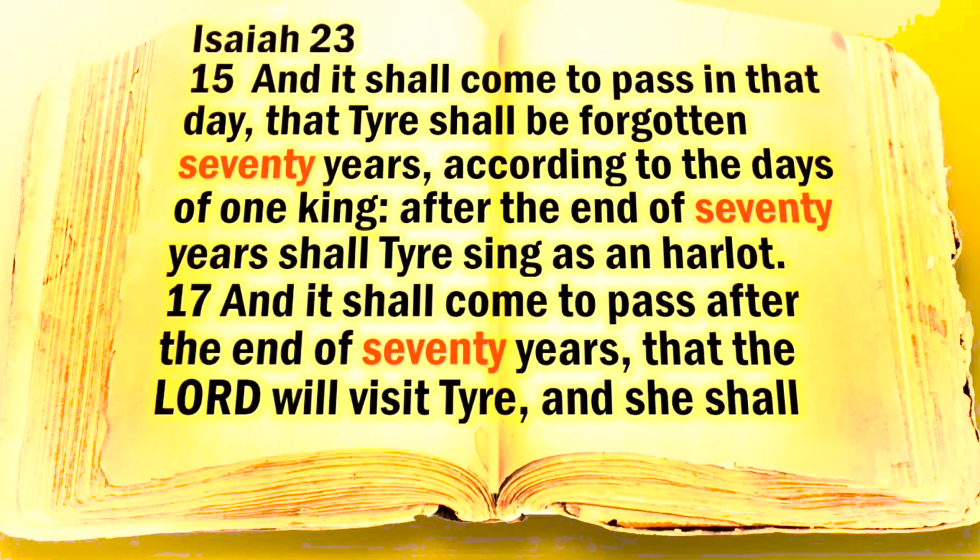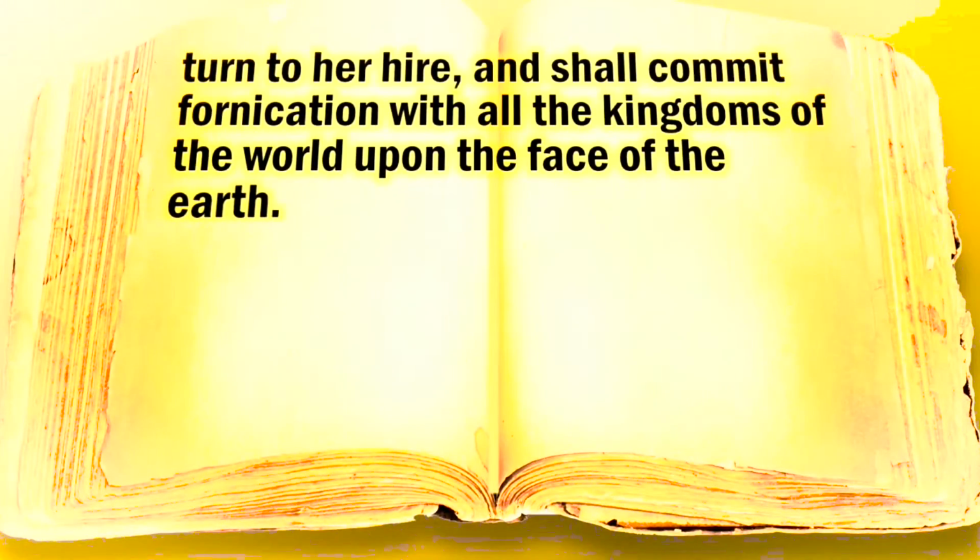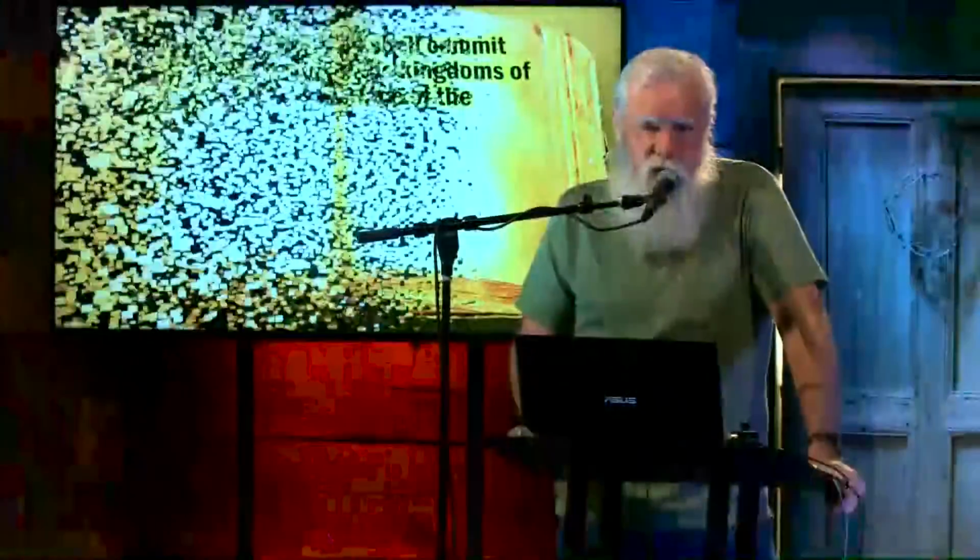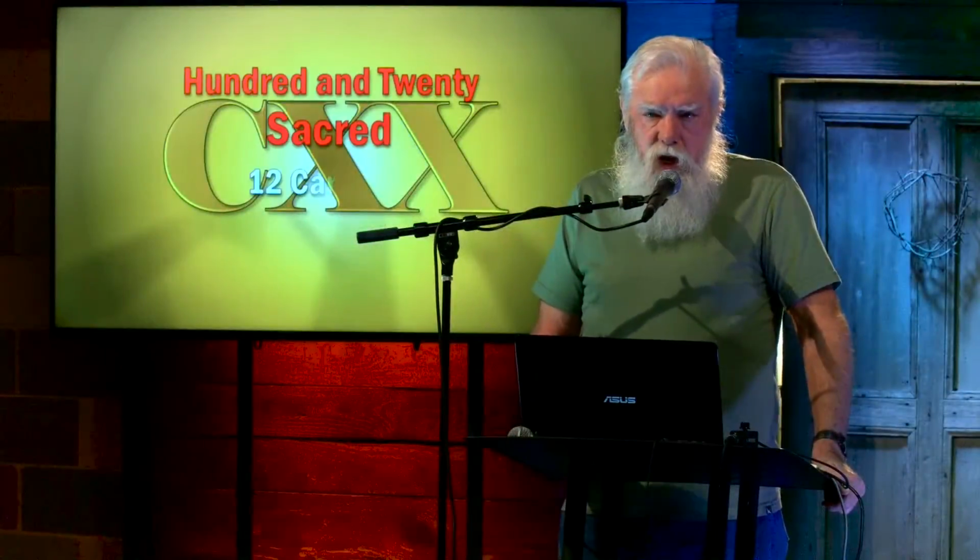God appointed Nebuchadnezzar to do that. And it shall come to pass in that day that Tyre shall be forgotten 70 years, according to the days of one king. At the end of 70 years shall Tyre sing as a harlot. And it shall come to pass after the end of 70 years that the Lord will visit Tyre, and she shall turn to her hire, and shall commit fornication with the kingdoms of the world upon the face of the earth. And God brings judgment and destroys Tyre, wipes it off the face of the earth forever at that point.